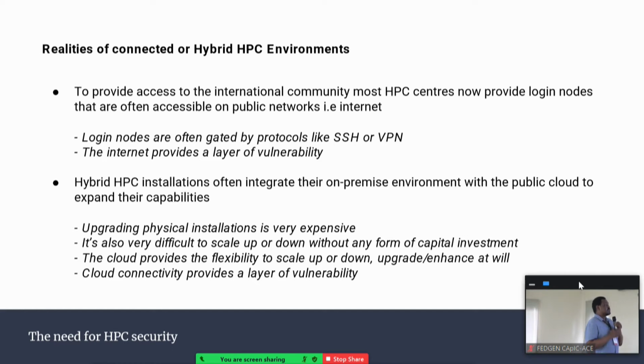Then we're also in the age of what you call the hybrid HPC installations. It's not a new concept, but it's a scenario I've already explained, where people combine compute you can get from the cloud with the compute that is on premise. So the capabilities of this kind of integration is such that you can easily upgrade all your kernels.